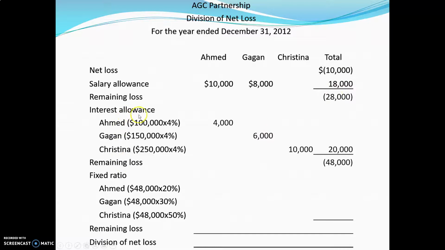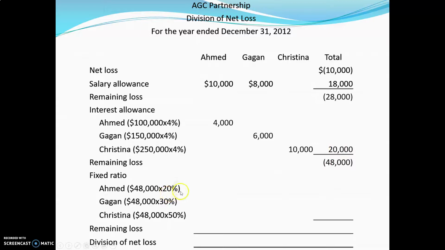The interest allowance, well, it's 4% of our capital balances. So 4% of 100,000, 4% of 150,000, and 4% of 250,000 is respectively 4,000, 6,000, and 10,000. We add these up. 4 plus 6 is 10, 10 plus 10 is 20, it's 20,000. We end up taking 28,000 as a negative number. We subtract 20,000, its remaining loss is 48,000.